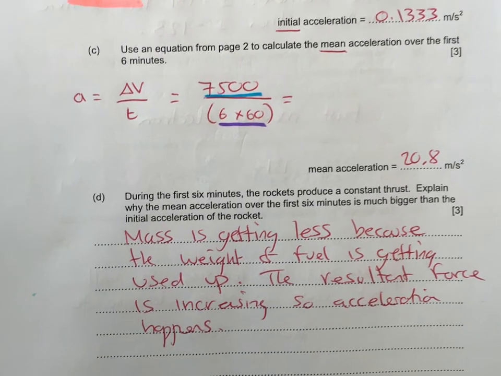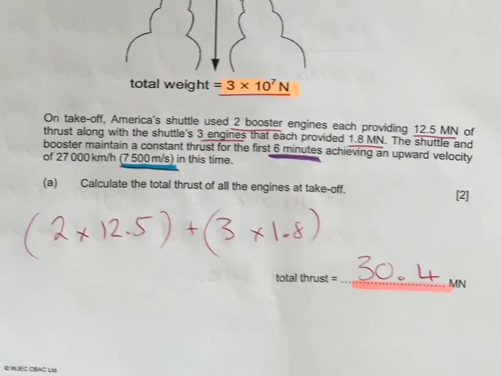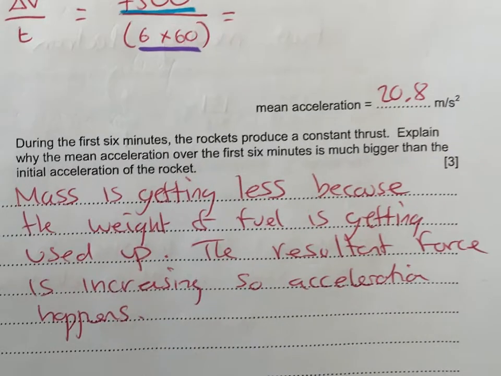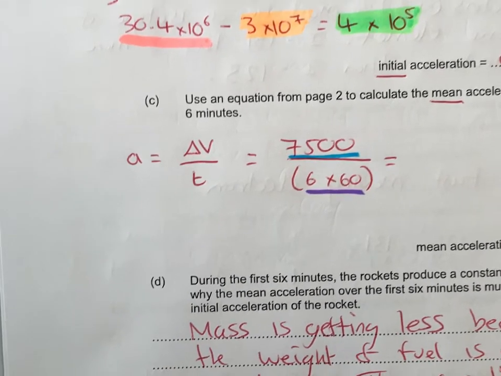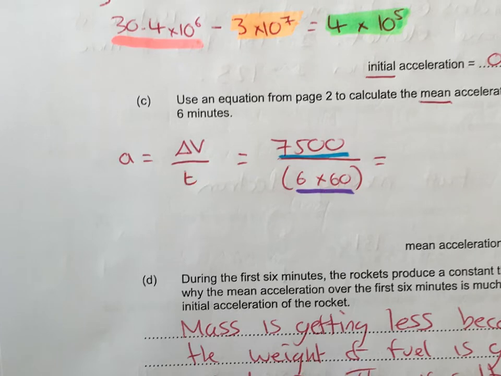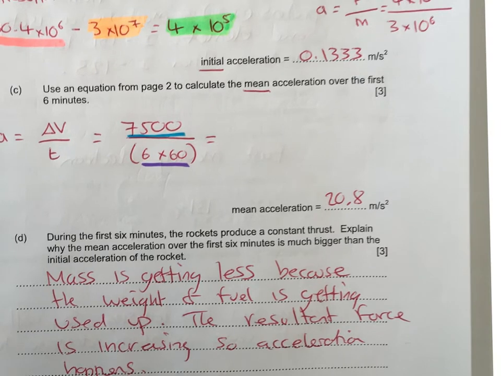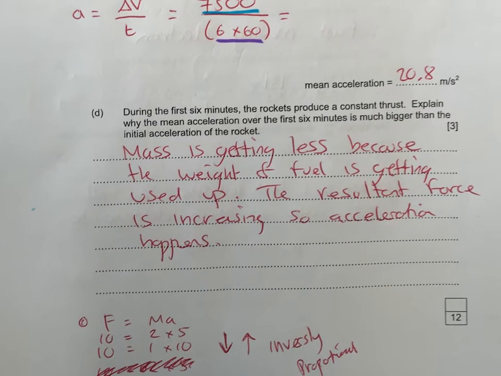And it's got a time somewhere. Yeah, I know the time is 6 minutes. 6 minutes, so 6 times 60. That's where I'm getting that from. So my change in velocity over time, because that's my mean acceleration over the 6 minutes, comes out to be 20.8 meters per second. During the first 6 minutes, the rocket produces a constant thrust.